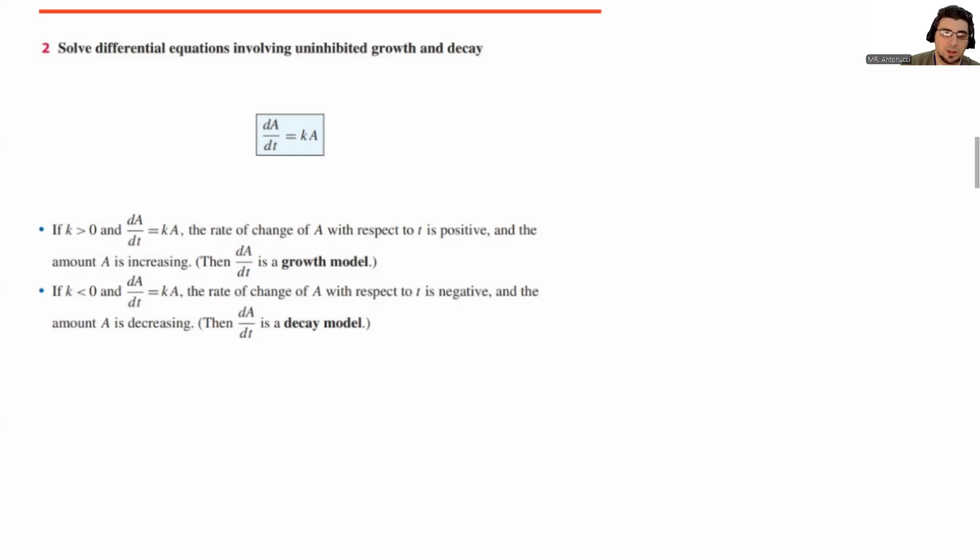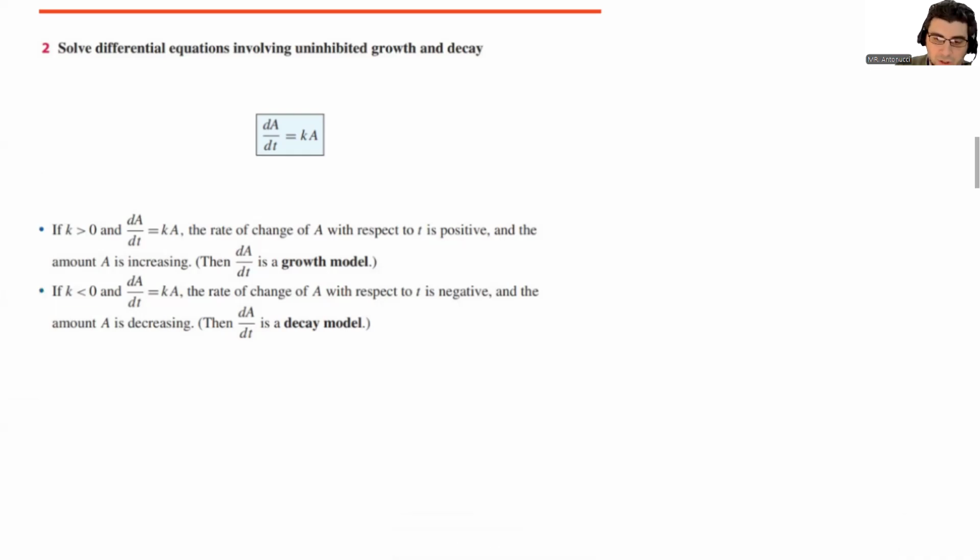So this equation, dA/dt equals kA, basically says that the rate of change of A with respect to t is directly proportional to A itself. Now, if the number k is positive, then this rate of change will also be positive, and the amount A is going to be increasing. This is what we call a growth model. If k is less than zero, then the rate of change is going to be negative and the amount A is going to be decreasing, and therefore it's going to be a decay model.